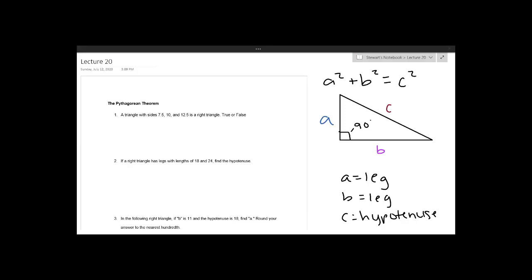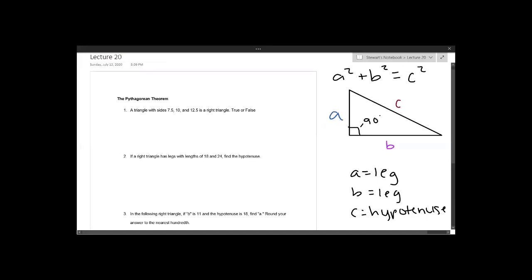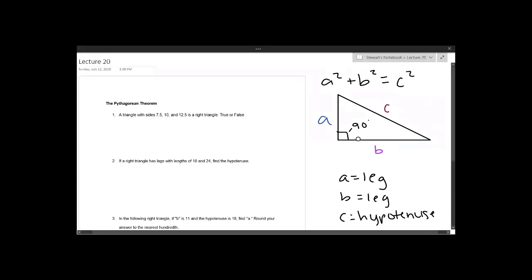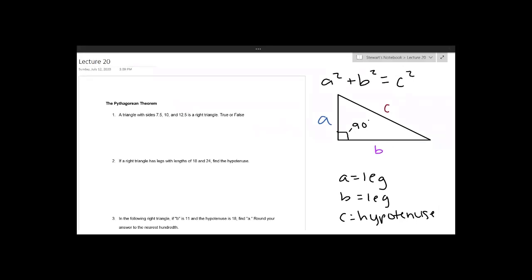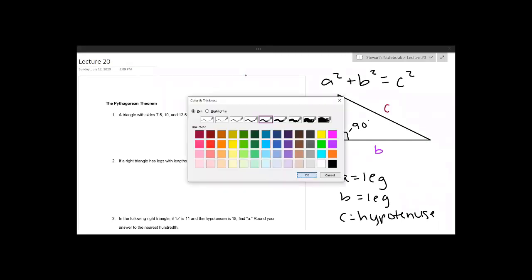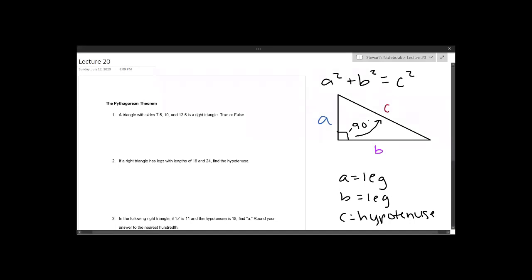It's the longest side of the triangle, and it's always going to be the side that's across from the 90-degree angle. If you see here, we have it. This 90-degree angle is across from this side, the hypotenuse.